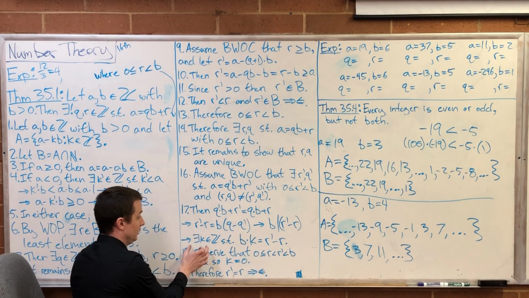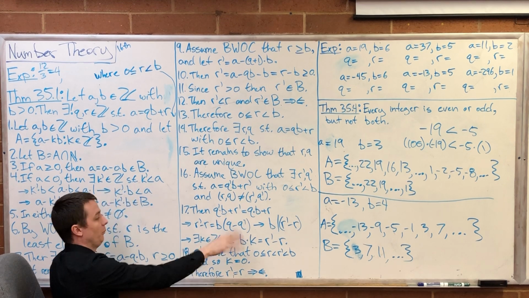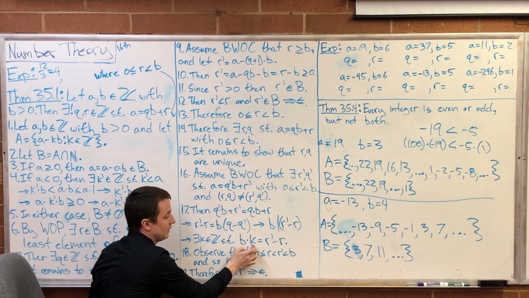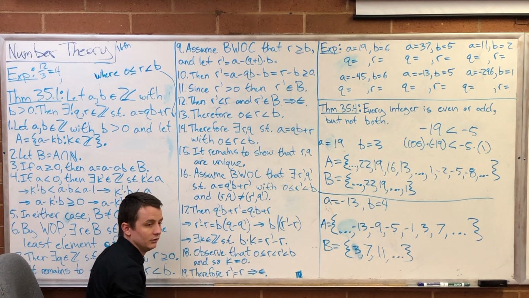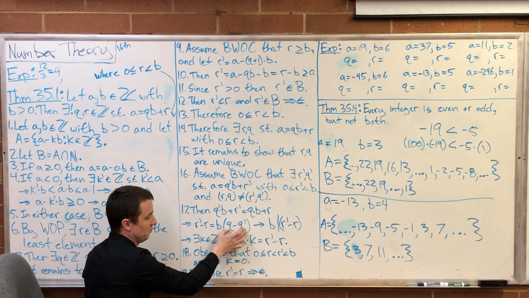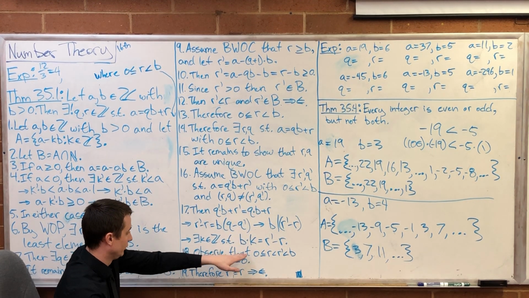Which means that there exists some integer k. That's kind of weird that I went to k instead of just using q minus q prime. Might have done some redundant step here. Doesn't matter. There exists some integer k such that b times k is equal to r prime minus r. We already know what that k is. It's q minus q prime. I don't know why I went through all this work instead of just using q minus q prime. Should have just used it.